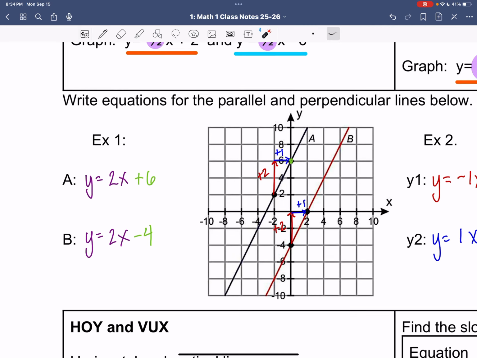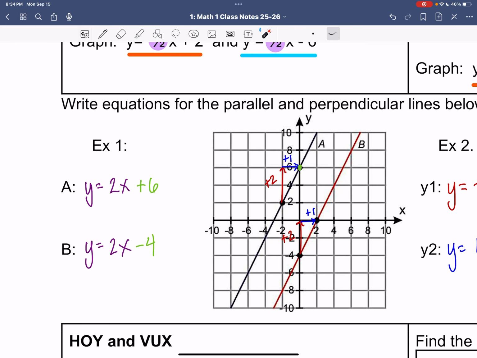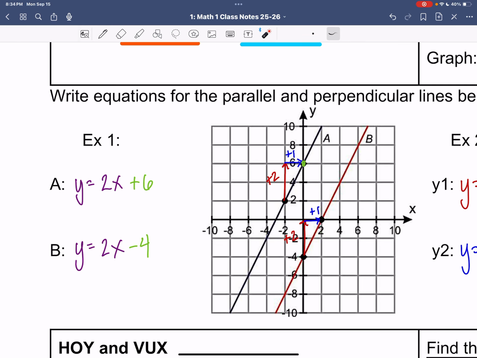So let's look at this one. For parallel or perpendicular lines, we need to figure out, are these parallel or perpendicular? So right now, looking at it, it doesn't look like they'll intersect. So I'm already thinking parallel in my head, but let's prove it.